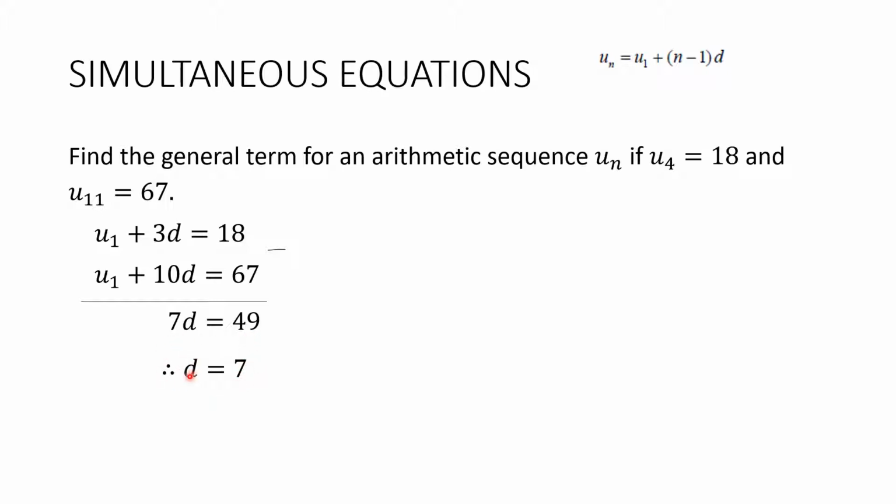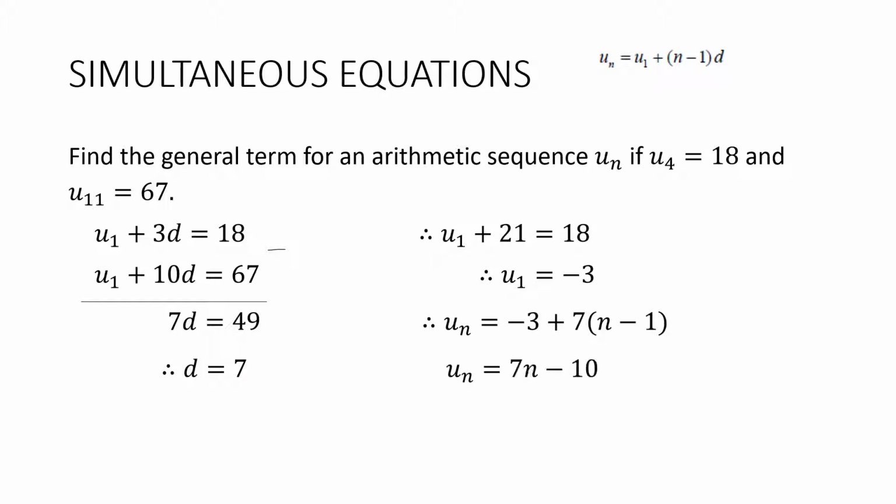Don't stop here. We also need to know what u1 is. So substitute your 7 back into either one. Let's put it into here. So u1 plus 21 equals 18. So our first term is negative 3. So have we answered the question? No. Find the general term. So we're going to need to put it into our formula. u1 is negative 3, d is 7, and n is going to be n. So just tidying that up, there's our general term. un is equal to 7n minus 10.